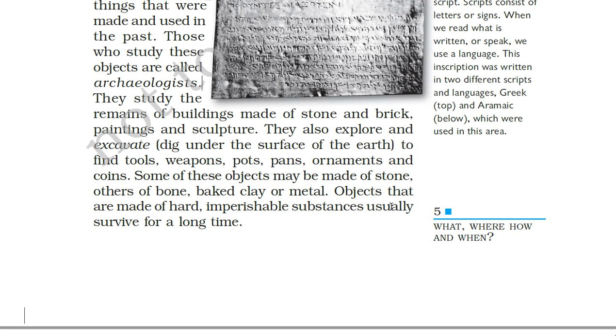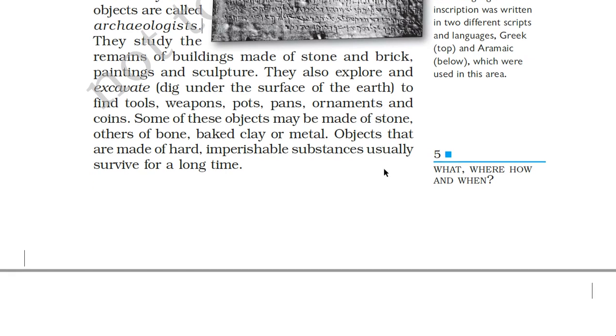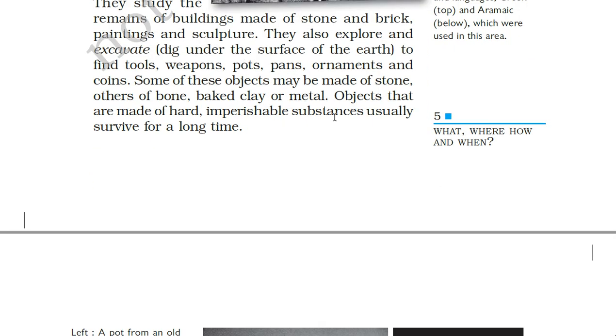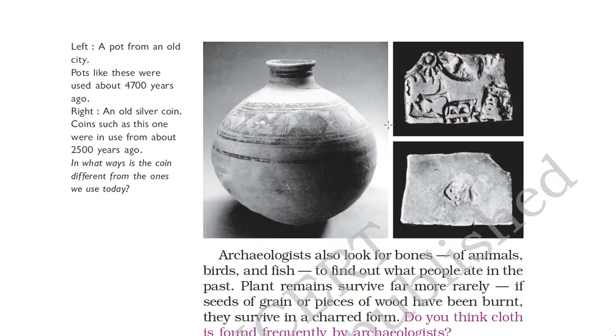Now, there are things of baked clay or metal. That means it proves that the old people were baking things. If things are baked, that means there was use of fire, right? Objects that are made of hard and imperishable substances usually survive for a long time. You will see the pictures here, which were found, obviously, by excavation.